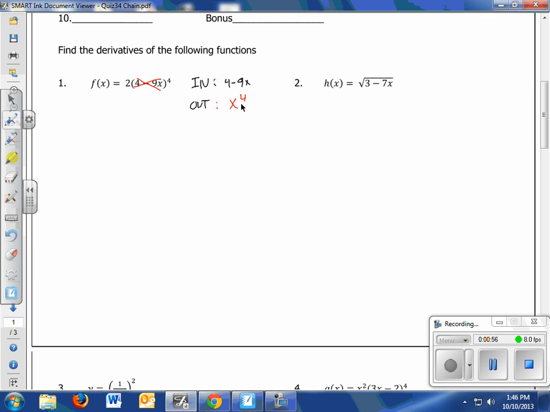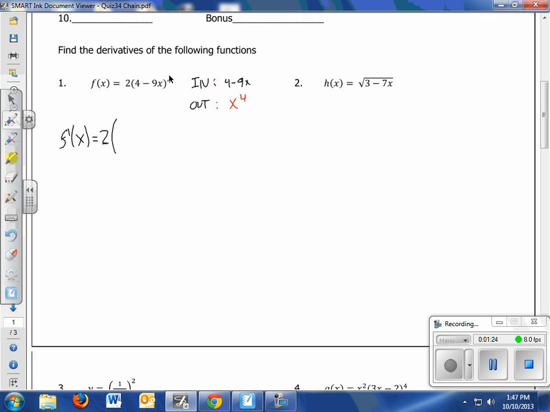So the derivative of this outside would be 4x cubed. Okay, the derivative of the inside would be negative 9. Now we have a constant out in front. Don't let that bother you. You do not have to use the product rule if you have a constant. You just leave that constant off to the side. You leave this constant out on the side, and then you find the derivative of this.